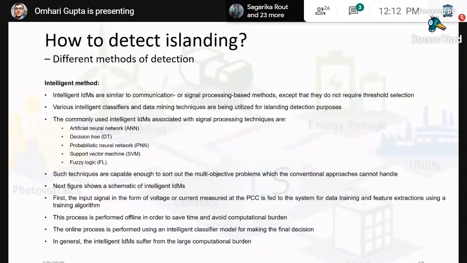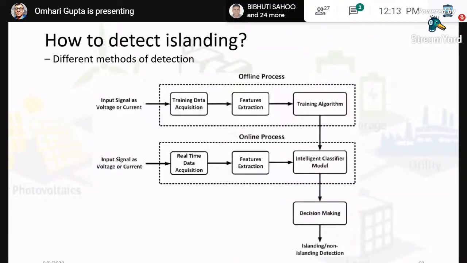Then come the intelligent methods. They can be based upon ANN, decision tree, TNN, SVM, fuzzy logic, etc. Okay. There can be training. If you talk about intelligent methods, first you have to train and then you may apply. While the fuzzy logic based method is a rule based method, you should have better information about the system. And accordingly, you may design several rules, and those rules will help you in identifying the islanding.